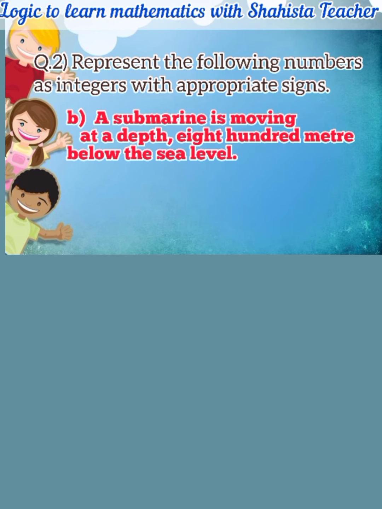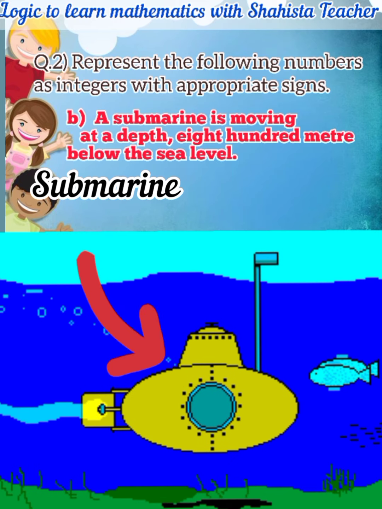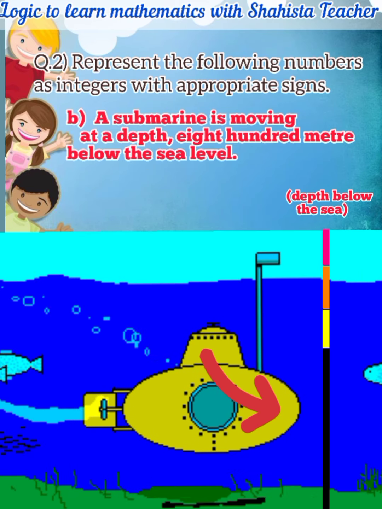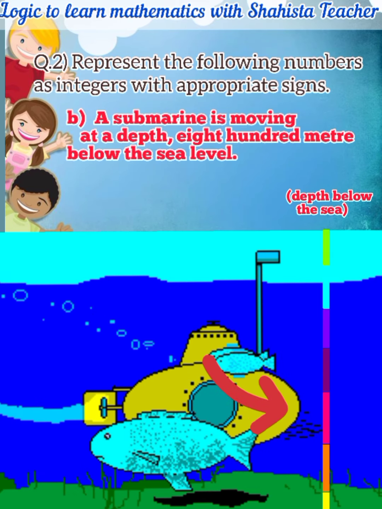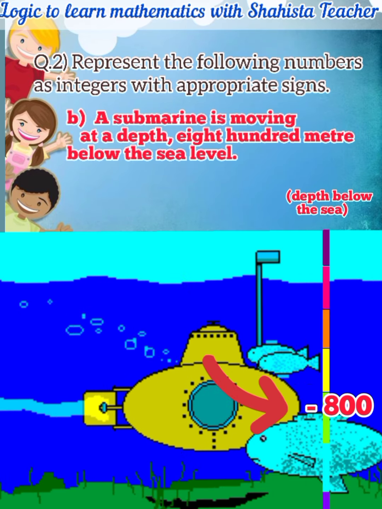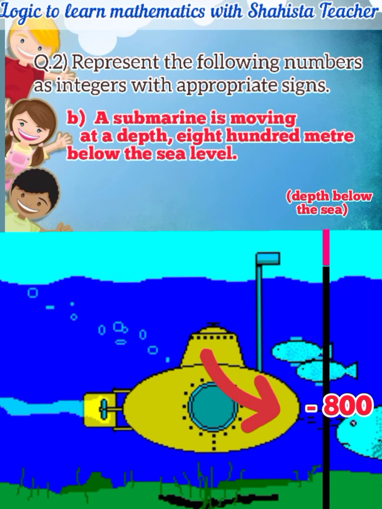Here a submarine is moving at a depth 800 meter below the sea level. My dear students, see here, this is a submarine. Okay, the depth of the submarine, depth below the sea level, is 800. So we will write here below the sea level means minus 800. So our answer would be minus 800.